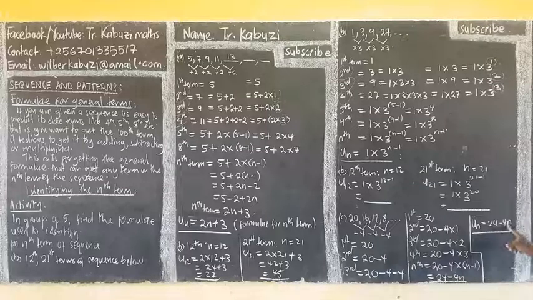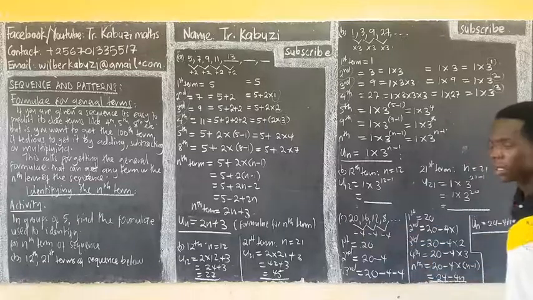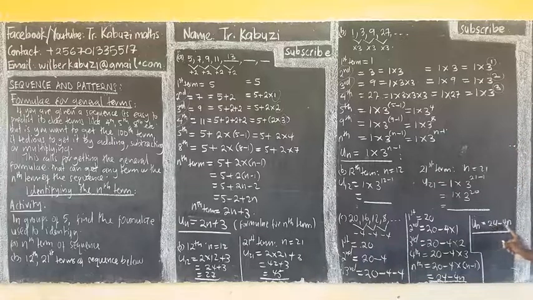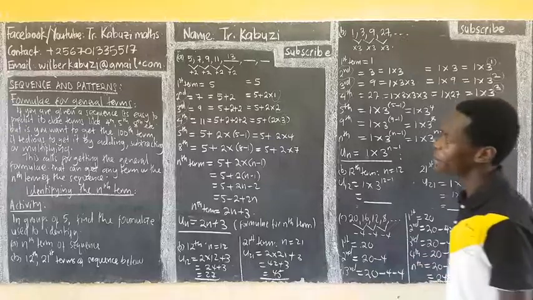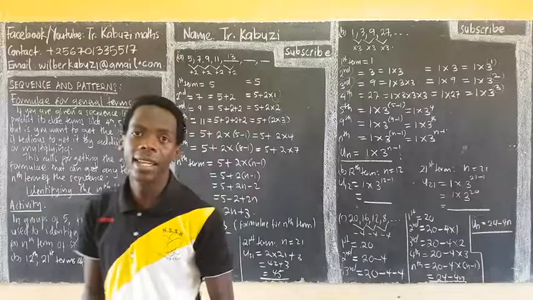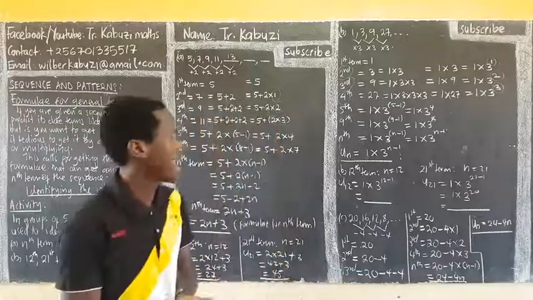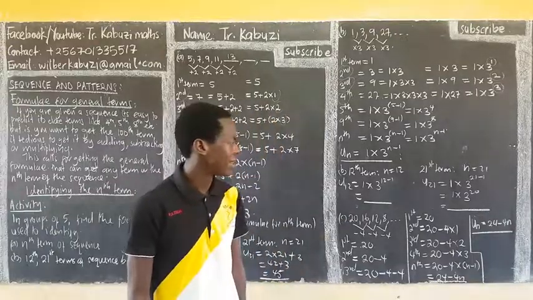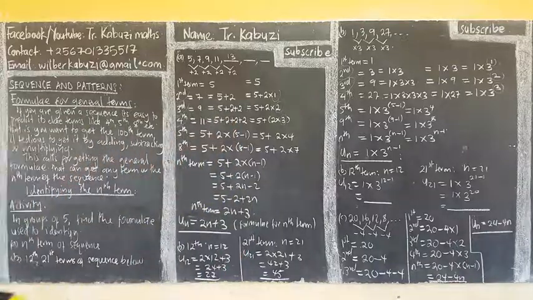So try. When n is 1, we have the first term. So 1 times 4, we have 4, 24 minus 4, we get 20. When n is 2, we have 2 times 4, which will be 8. So 24 minus 8, we get 16. As simple as that. So that's how we get the nth term. Now we are going to go to page 93 and then we generate those things there. So that's how we handle this one. I wish you well.